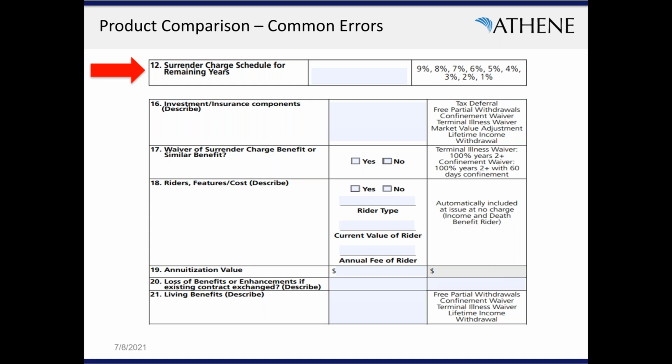Question 12. Question 12 on the comparison form asks very clearly, surrender charge schedule for remaining years. Now, the key there is remaining. If it is a 10-year annuity and there's only 5 years left, this should only show the surrender schedule for the last 5 years. If you go above and beyond and put the full surrender schedule, we do have to NIGO for it because the question very clearly states for remaining years. So be careful when you're completing this. Make sure you answer just as the question has asked for.